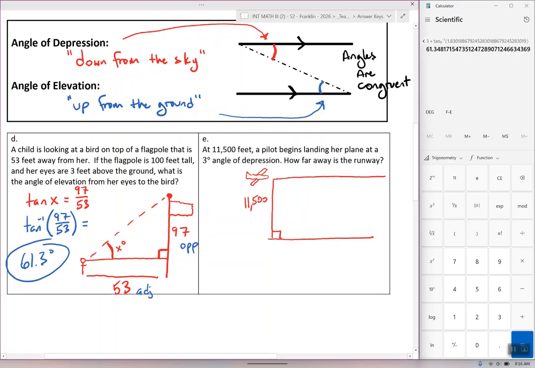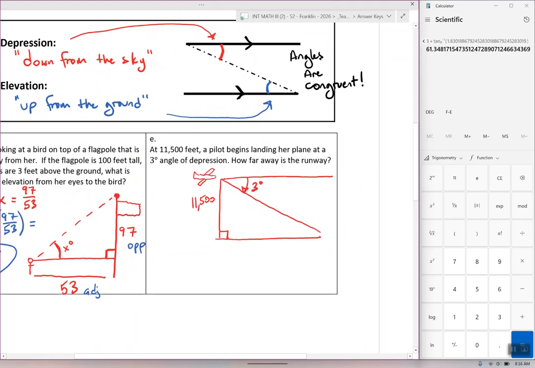We're landing at a 3-degree angle of depression. And remember, that's this degree here. That's the angle from the sky to our landing, our dotted line. So that means this other angle down here is also 3 degrees. We want to know how far away is the runway. So we're looking for this distance here. So from the plane's location to the runway, we're looking for this horizontal distance. So we'll call this x down here.